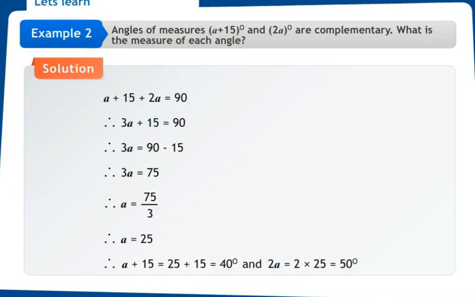So they form a pair of complementary angles. This is the concept of complementary angles. I hope you have understood the concept of complementary angles.